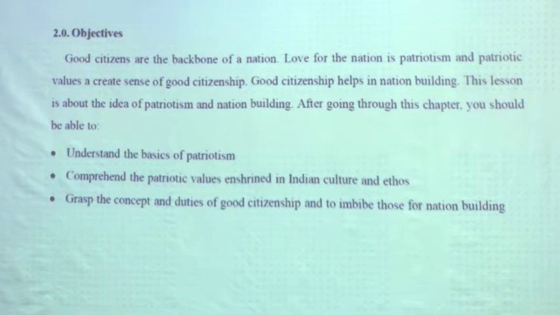After going through this chapter, you should be able to understand the basics of patriotism, comprehend the patriotic values embedded in Indian culture and ethos, and then grasp the concepts of rights and duties and good citizenship, and imbibe those for nation building.